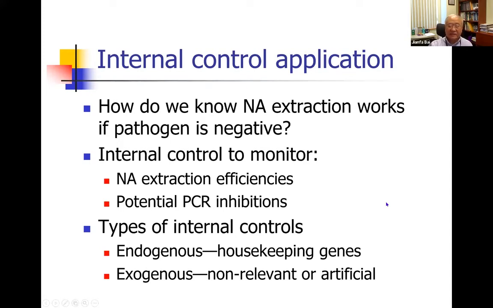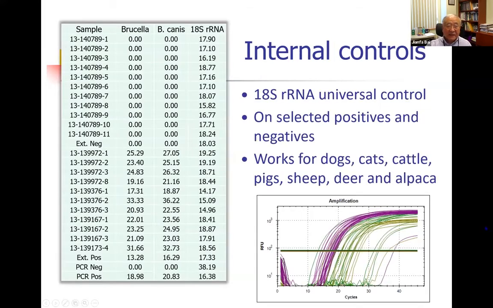So I'll give you one example here. This is a canine brucellosis case. For those positive ones, it's pretty good. For those negative ones, the control is working and generates signal, so you know it's a true negative. So you don't worry about it. You just send the data out.